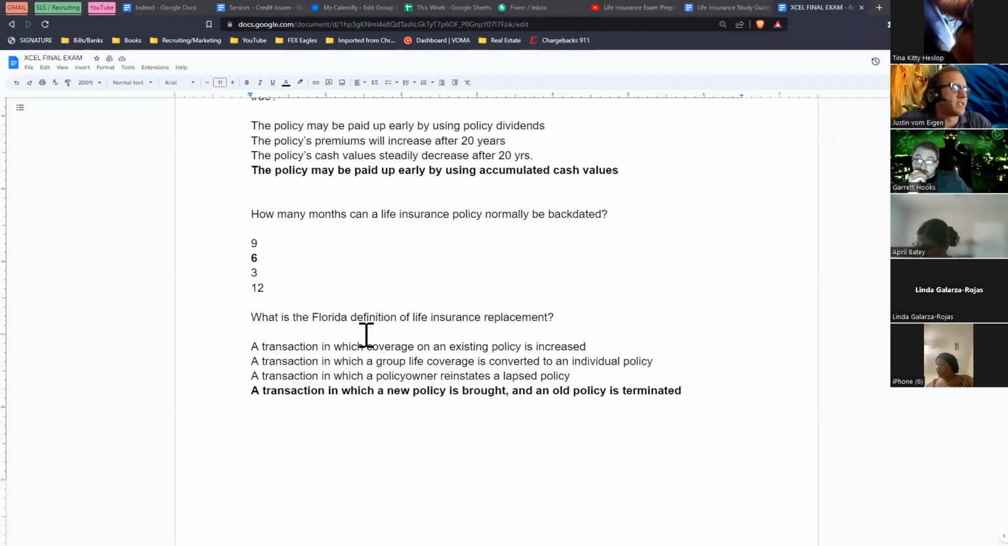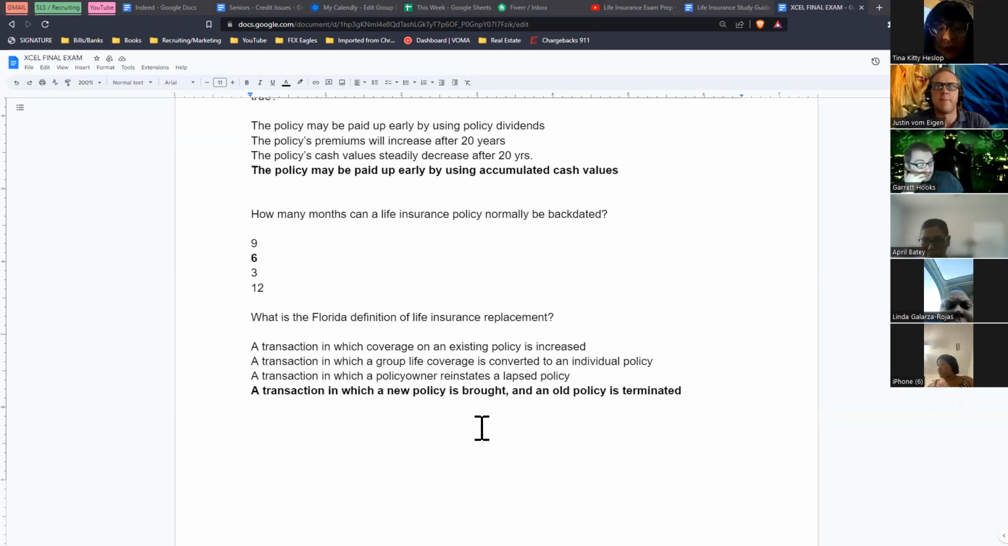All right. What is the Florida definition of life insurance replacement? This is like every state's definition. It's not where coverage is increased. It's not where group life coverage is converted. It's not where a policy owner reinstates a lapsed policy. It's where a transaction in which a new policy is bought and an old one is canceled. That's a replacement, okay?